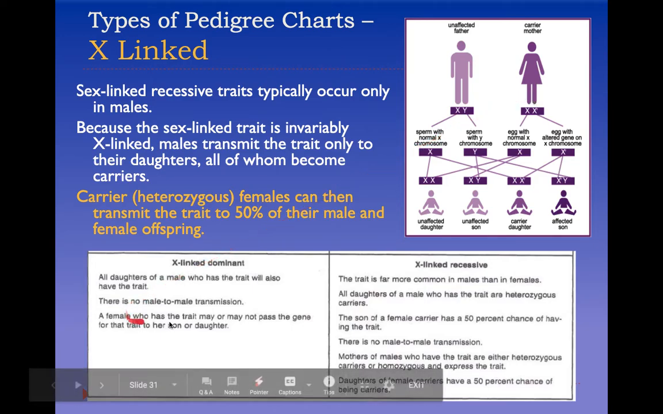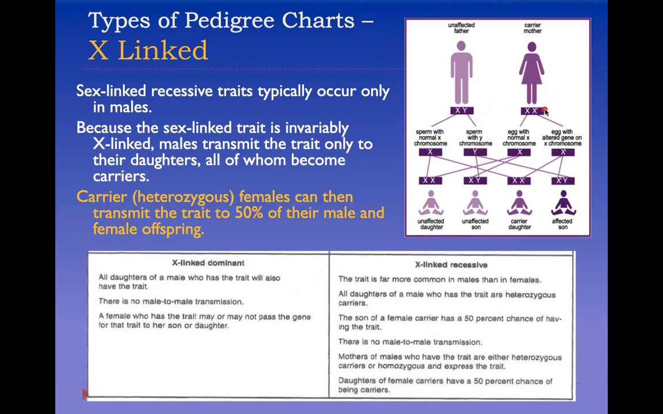So if the female has a trait, right, and she's heterozygous, she may or may not pass the gene to her son or daughter. If she's homozygous and it's a dominant trait, then everybody gets the trait. She's going to pass it to everyone. Run the Punnett square, you'll see that.